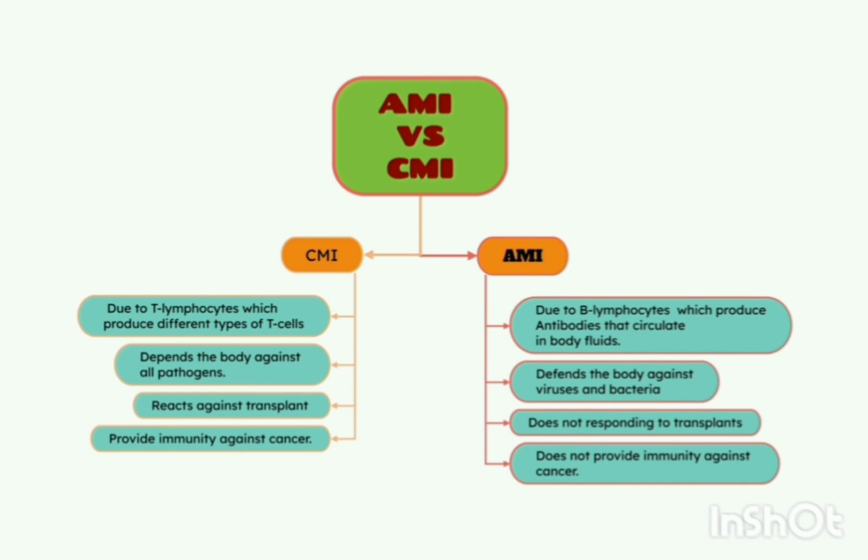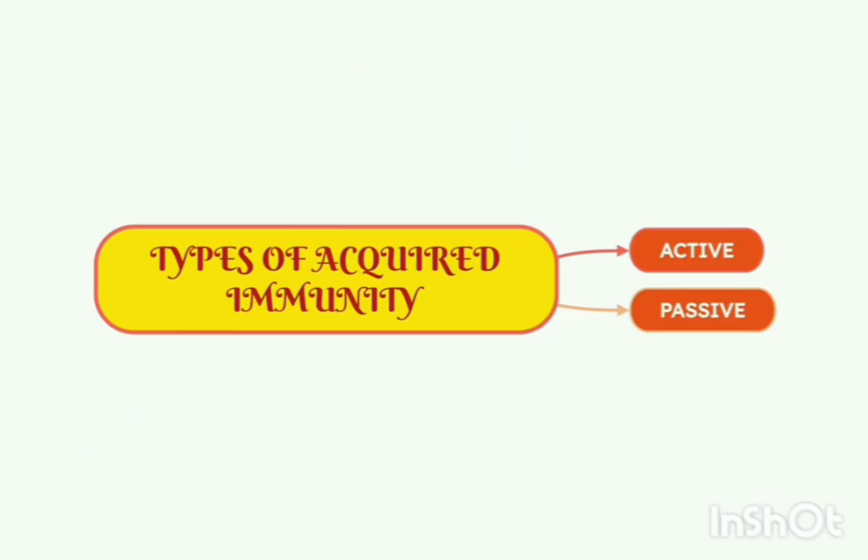CMI also provides immunity against cancer, while antibody-mediated immunity is due to B lymphocytes which produce antibodies with the help of T helper cells. It defends the body against viruses and bacteria. It does not show a response to transplants. It does not provide immunity against cancer.